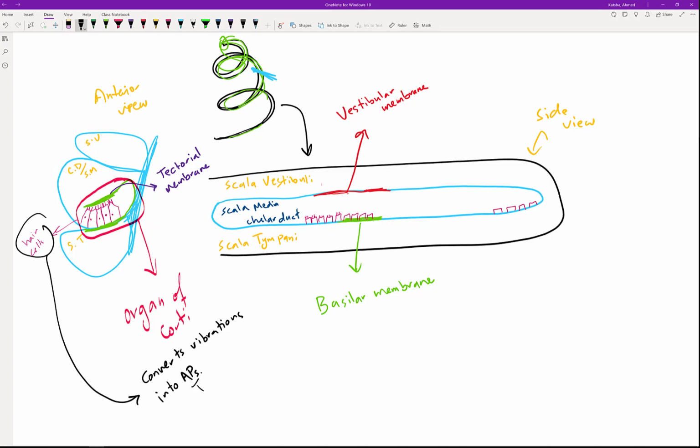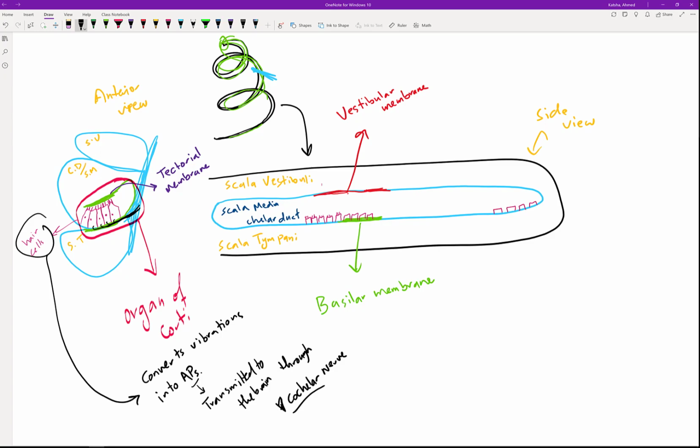Those action potentials will be transmitted to the brain through the cochlear nerve, which is part of the vestibulocochlear nerve, the cranial nerve number 8. So here, those cells will have their own axons that will connect to the cochlear nerve. So that is the setting inside the cochlear duct.